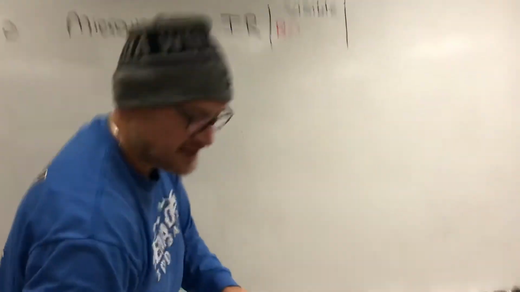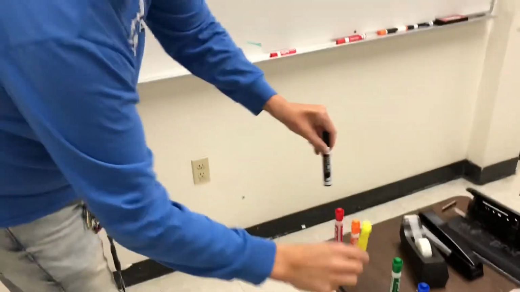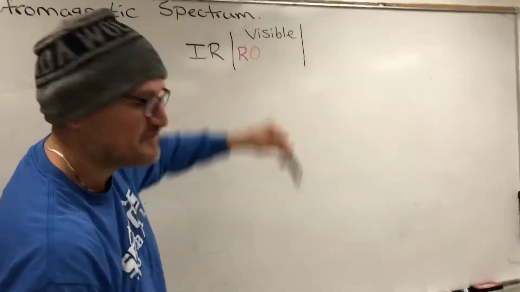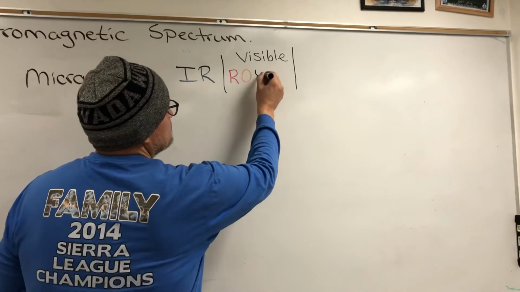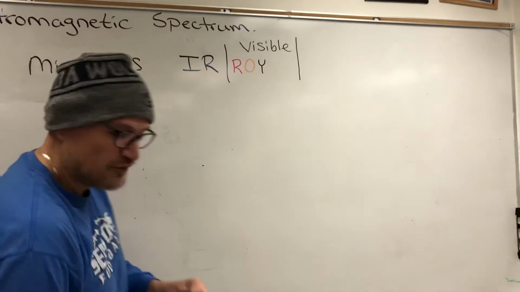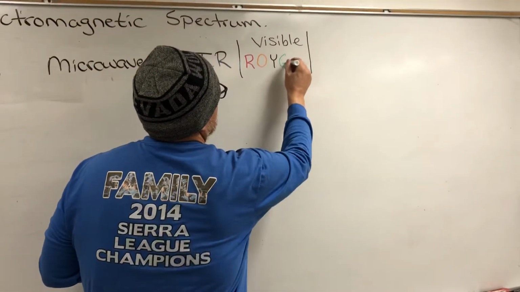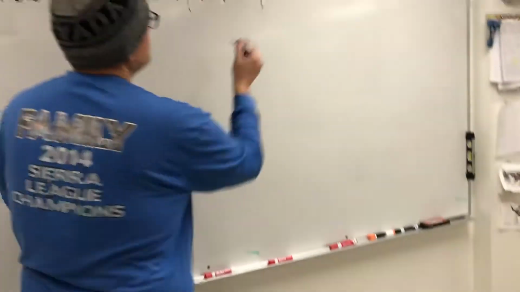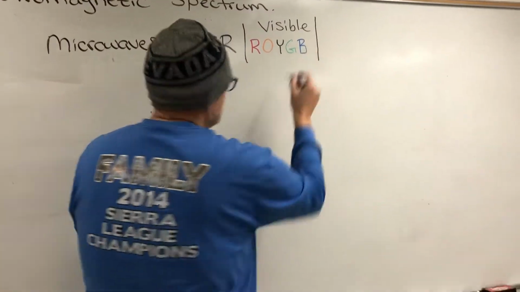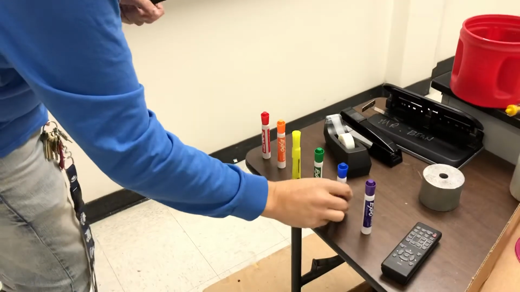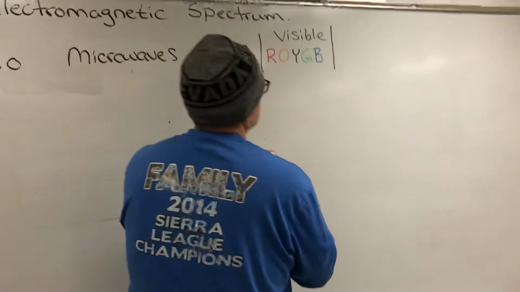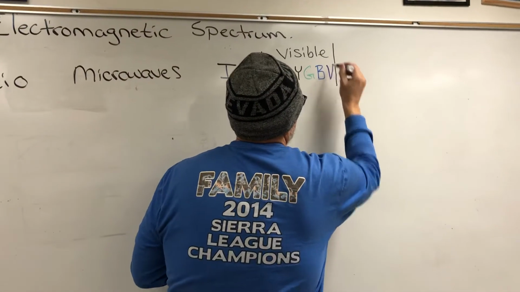There's orange. Now yellow, I can't use this yellow because it'll mark up the board here, so I'll go ahead and use black here for yellow. So there's yellow. Then we have green. There's green. Next we have blue, which is right here. There's blue. And finally we have violet. Violet. So here is violet.